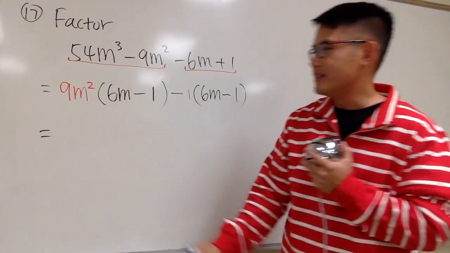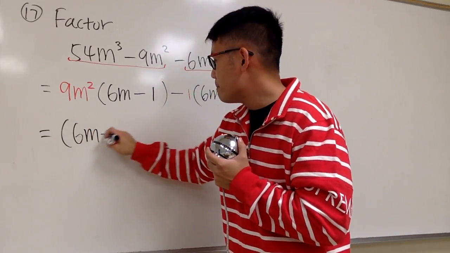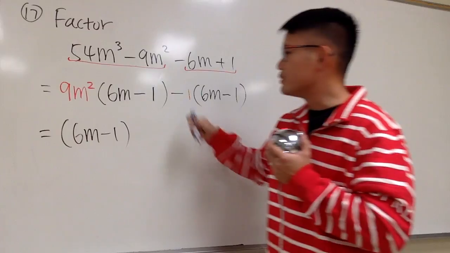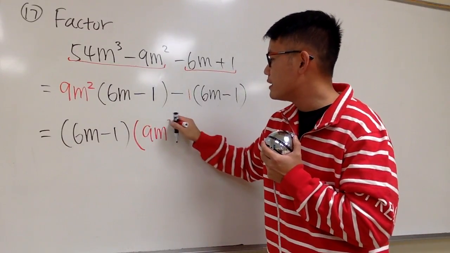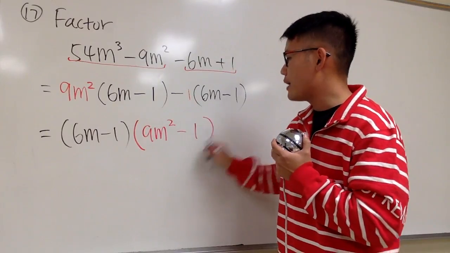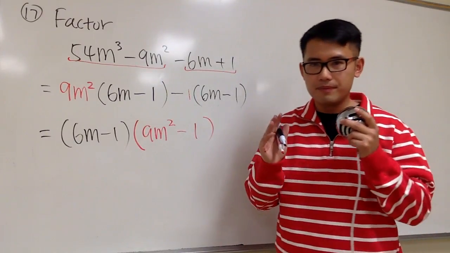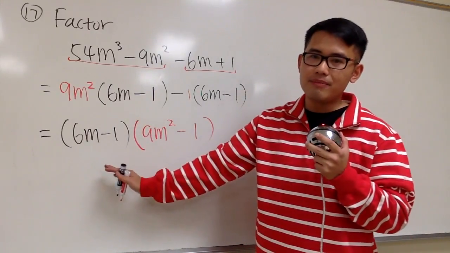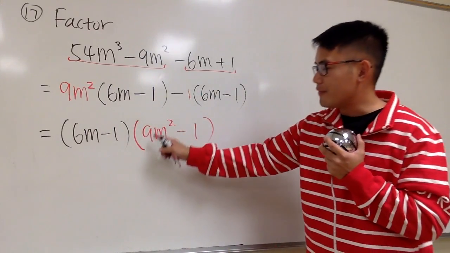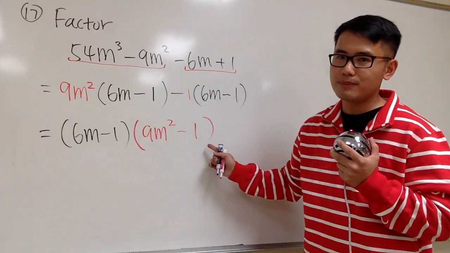You know the deal, isn't it? 6m minus 1. And then we put these 2 together. Open the parentheses. This right here is 9m squared. And then we minus the 1, right? Can we do more from here? This right here was done. But then how about this? We have 9m squared minus 1.